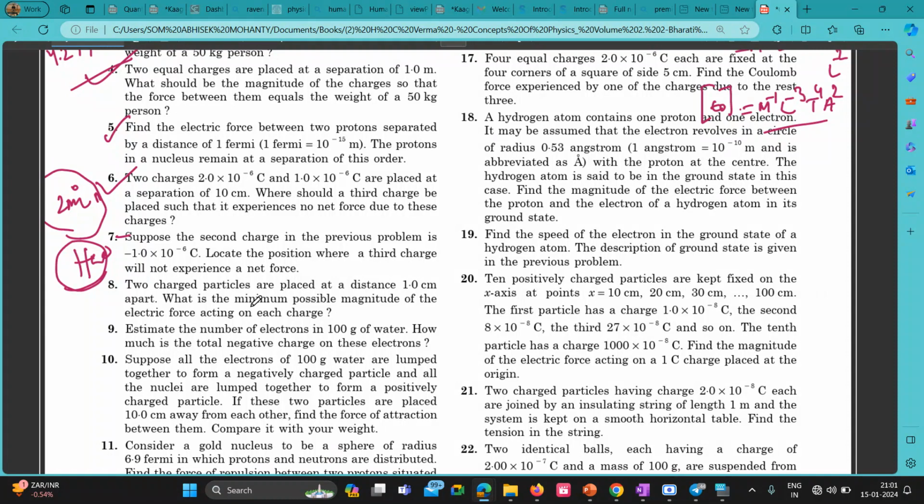Number 8. Two charged particles are placed at a distance of 1 centimeter apart. What is the minimum possible magnitude of the electric force acting on each charge? Can you tell me? Again, read the question, please. Two charged particles are placed at a distance of this. What is the minimum possible magnitude of the electric force?